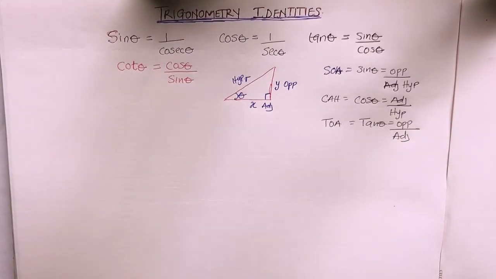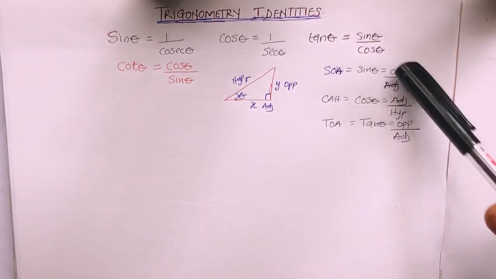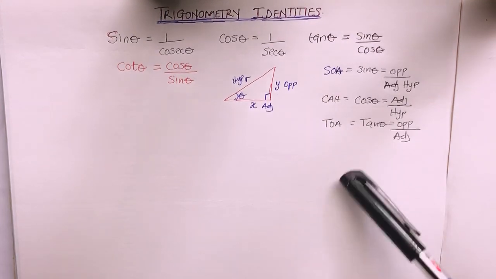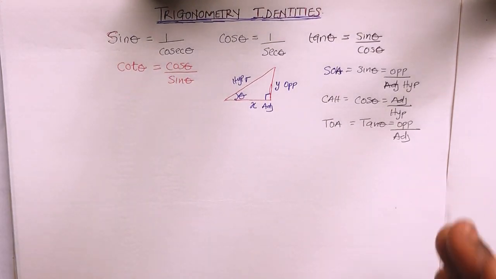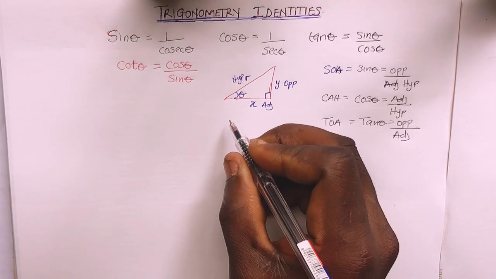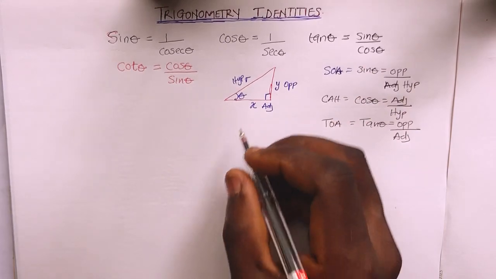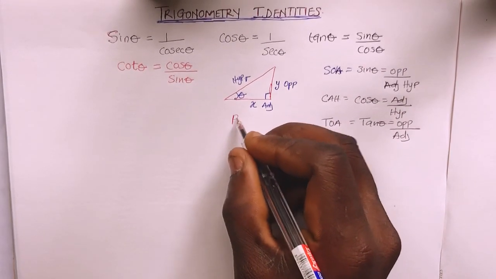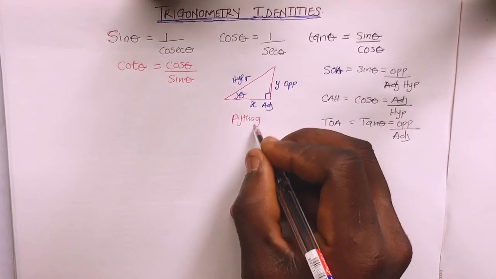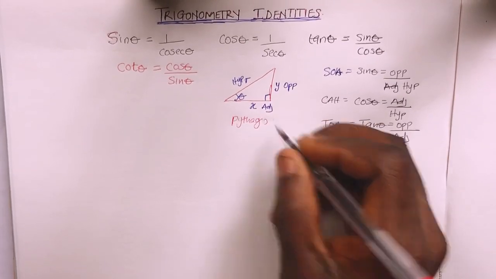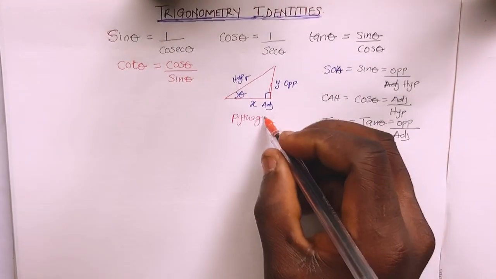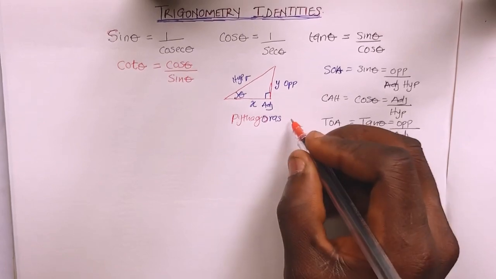Can you see this now? So this is just the basic derivation of SOHCAHTOA. All these are summarized into SOHCAHTOA. But with that being said, in this video I'm going to prove some derived identities for you using my SOHCAHTOA method and also using Pythagoras theorem.